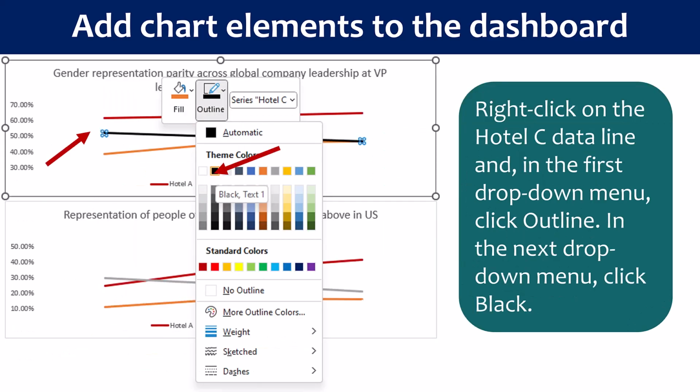Now we will change the color for Hotel C. Right-click on the Hotel C data line and in the first drop-down menu, click Outline. In the next drop-down menu, click Black.